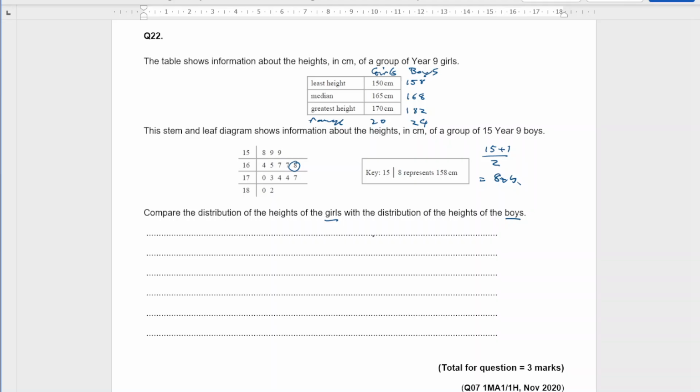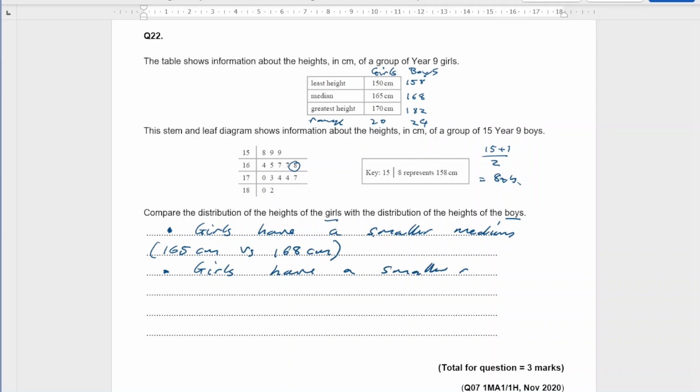So girls have a smaller median. That is 165 centimetres versus 168 centimetres. And then my second statement is going to be girls have a smaller range. And again, I'll state those figures, 20 centimetres versus 24 centimetres.